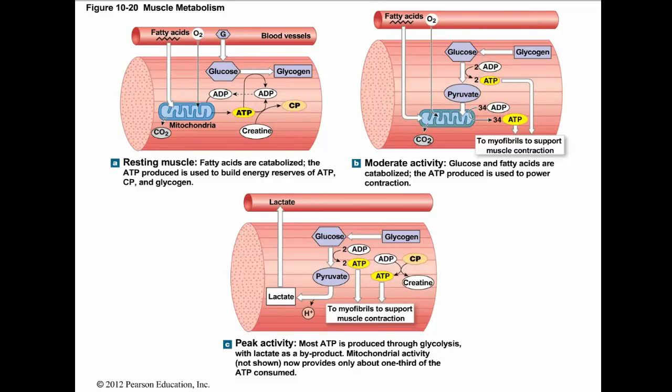At peak activity, most ATP is being used up through glycolysis with lactic acid as a byproduct. And the mitochondrial activity, not shown now, provides only about 1/3 of the ATP consumed. So lactic acid is produced, and that's when your muscles ache because a lot of lactic acid builds up. What elite athletes do is they often get into ice baths to help the dissipation of this lactic acid in the muscles so that their recovery is more rapid.